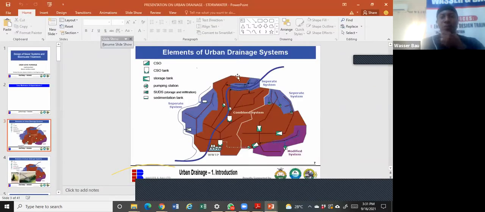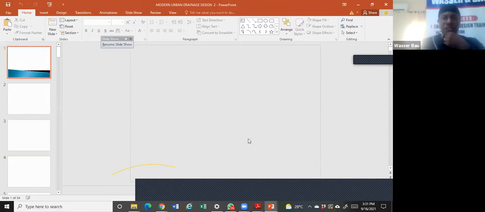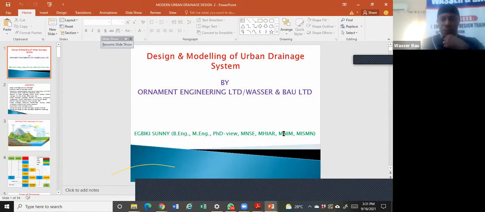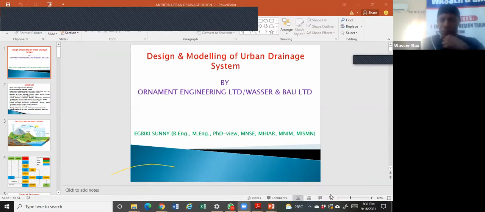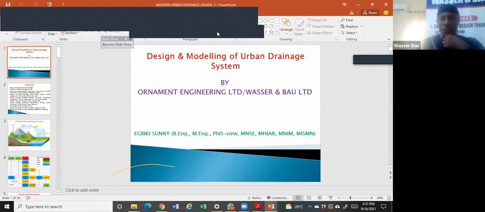Let me give a description. I want to explain both of these systems and lay that foundation, because it's very important for us to differentiate between sewer and storm, between the sewer system and the storm system. Very important that we differentiate. We understand it from a layman's point of view.